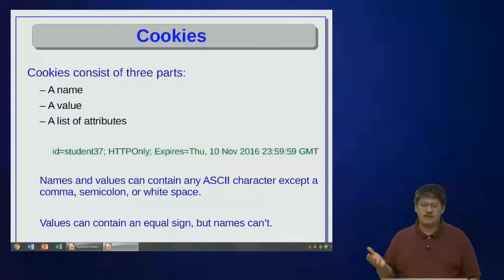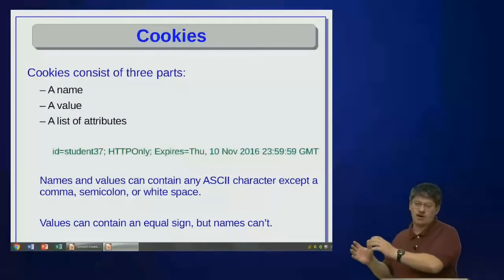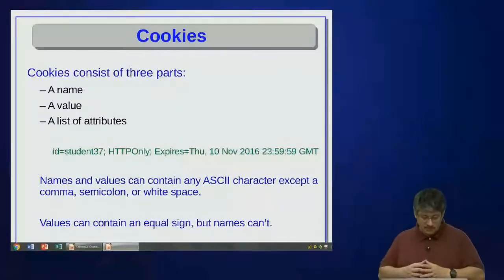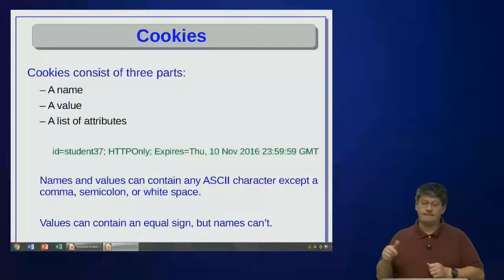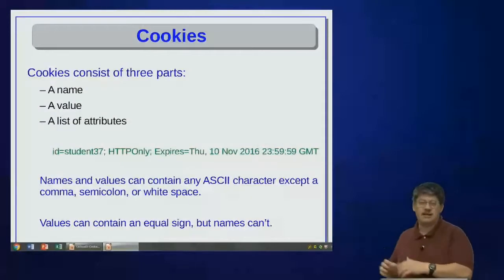So the names and the values can contain any ASCII character, except they can't have commas or semicolons in them, and they also can't have white space. So I can't say something like ID equals Joseph space Barnes. That doesn't work because I can't have spaces in the value. However, I can use percent encoding, like %20, or I can use HTML encoding, ampersand nbsp for a non-breaking space. I can do lots of different things to encode a space and put that in. I just can't have an actual space in my value.